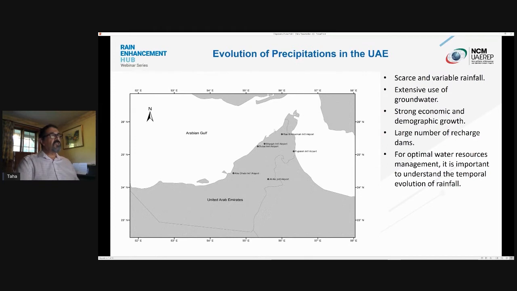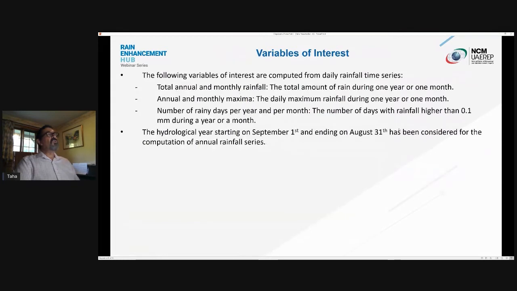We all know that the UAE is a dry environment, so every drop of water matters, not just for consumption and for groundwater recharge, but for environmental purposes also. We ended up working with 6 stations, very good stations that are mainly located in the main airports in the UAE. We looked at a number of variables that are extracted from the daily rainfall series, the total annual and monthly rainfall. Then we look also at the maxima, the annual and the monthly maxima.